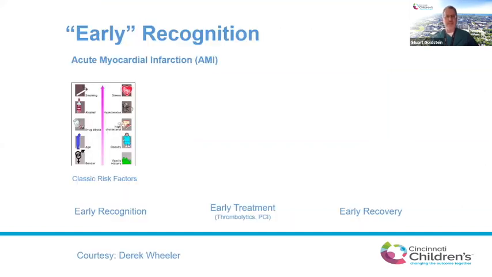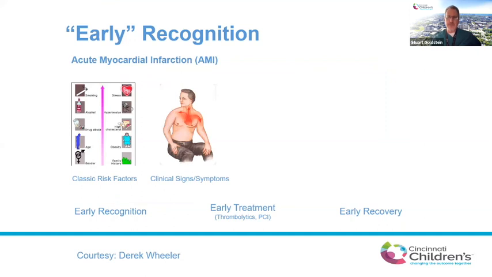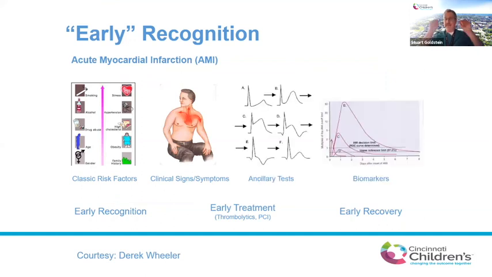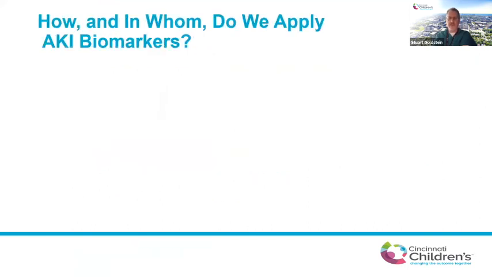So again, we need the classic risk factors, the Framingham risk factors for the acute coronary syndrome, clinical signs and symptoms, ancillary test, and the biomarker of troponin to then say this is a patient with the right symptoms, with the right history, who now has this elevated test, and this is a patient who needs to go to the catheterization lab to hopefully abort a myocardial infarction.